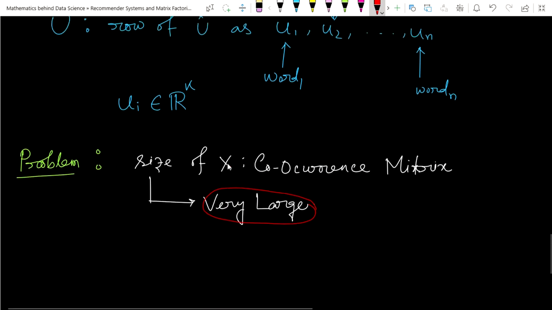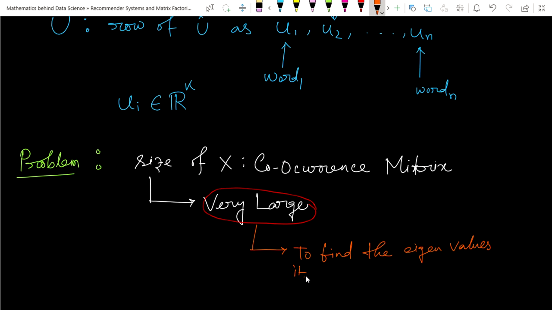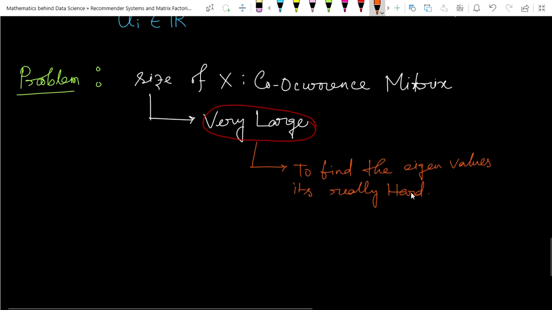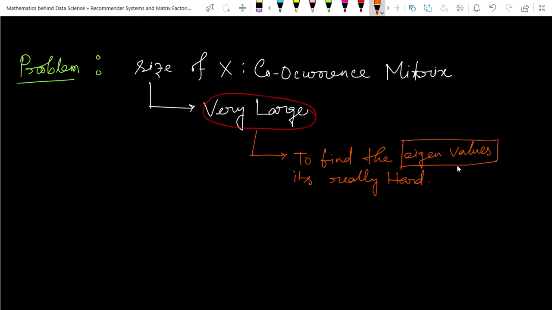So finding the eigenvalues is really hard. If we find the eigenvalues, after that we can use the truncated SVD. So the truncated SVD will be applied after finding these things. Actually the main problem is finding the eigenvalues. If we somehow find the eigenvalues, then every problem is solved.